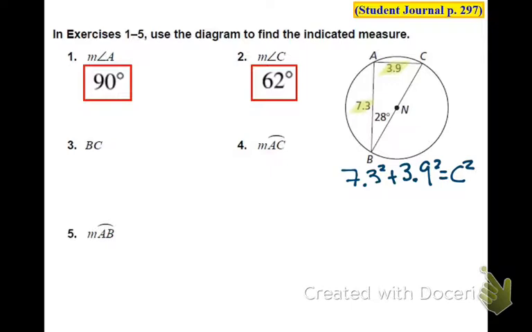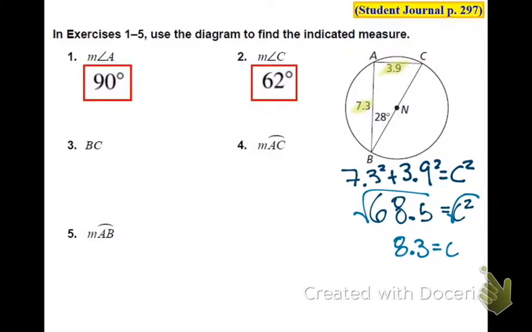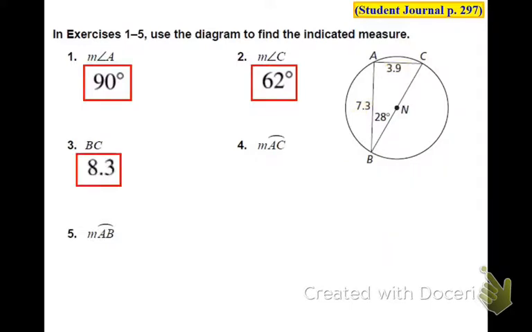Alright, so what's 7.3 squared plus 3.9 squared? It's like 86 point something. Oh, 68. Equals C squared. So is this what C equals? No. So what do you do next, Lucius? Take the square root of it. Round to the nearest tenth, and you get 8.3 equals C. 8.3.